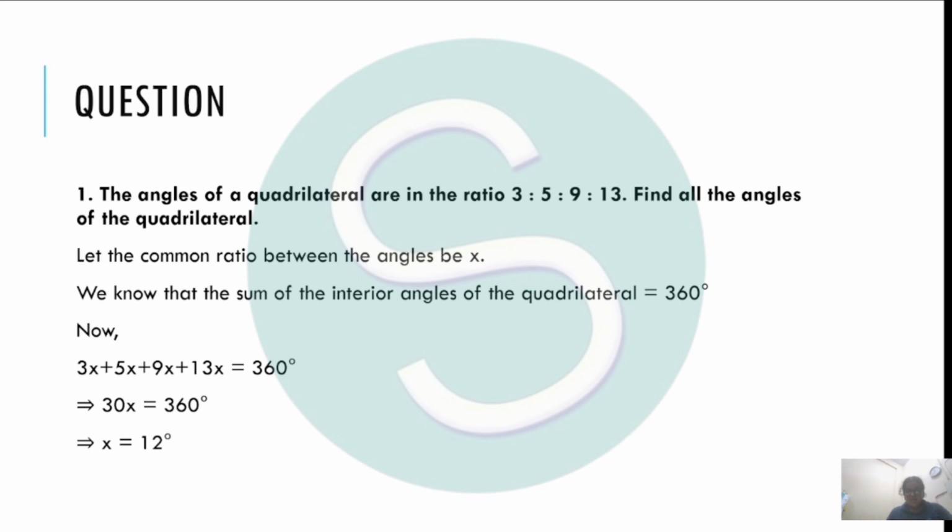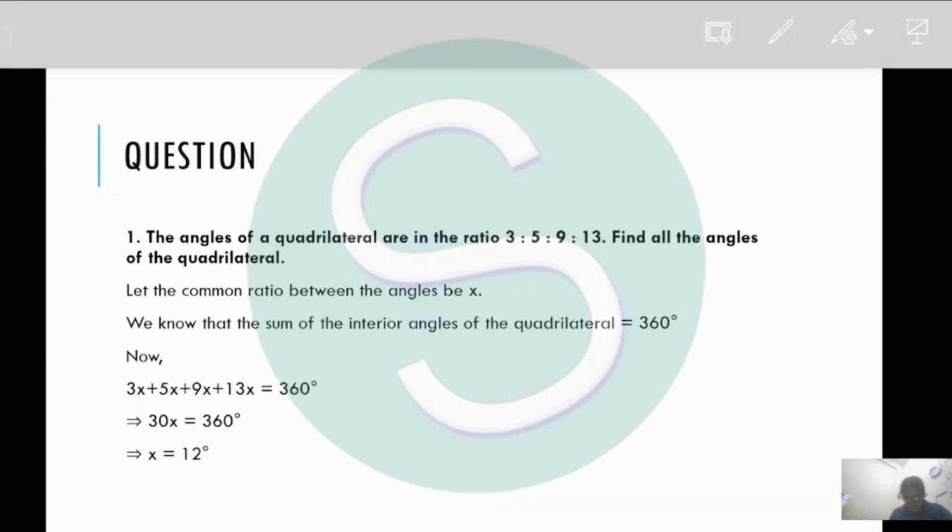So firstly, let us assume that the common ratio between the angles is x, and we know that the sum of the interior angles of a quadrilateral is 360 degrees. So जो ratios हैं उसको, हमने common ratio को x consider किया है. So these ratios become 3x, 5x, 9x and 13x.